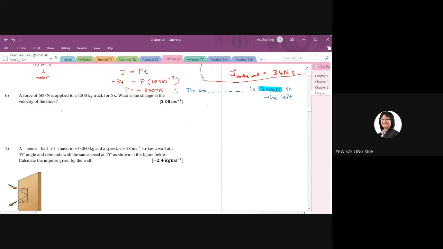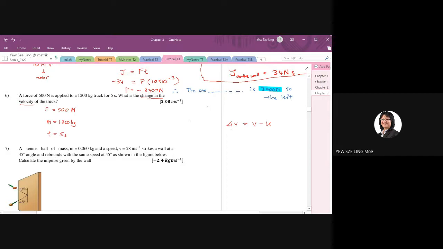So now let us list down the information that we have. We have force, F equals 500 Newton. Then we have mass, which equals 1,200 kg. And then t equals 5 seconds. Now it asks for the change in the velocity. How do we know which equation to use? First of all, you need to know what is meant by the change in velocity. Change in velocity is delta V. Delta V is actually equal to V minus U. So how do we obtain the delta V?